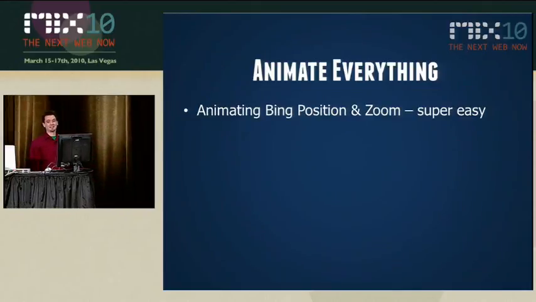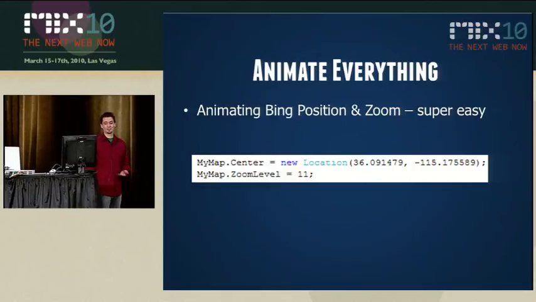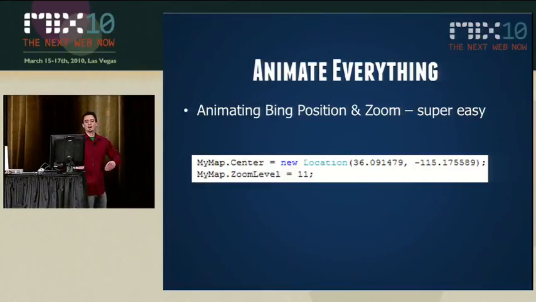OK, animating everything. Animating a Bing zoom position and zoom is super easy. So easy, I'm not going to code it because I don't want to break things. But you basically just grab your map, say map.center, give it a new location. It will animate there. That is the default behavior. If you want to animate a zoom level, same thing. Just zoom level, animate. You can turn animation off if you want, but why would you want to?